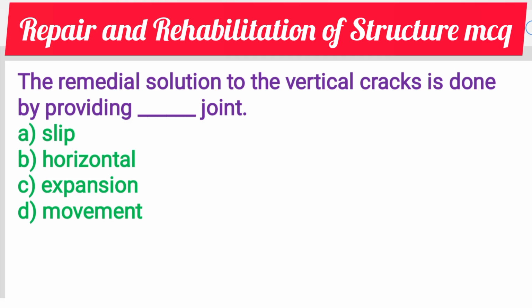Next question, the remedial solution to the vertical cracks is done by providing the dash joints. Option A slip joint, option B horizontal joint, option C expansion joint, option D movement joint. So the correct answer is option B horizontal joints.